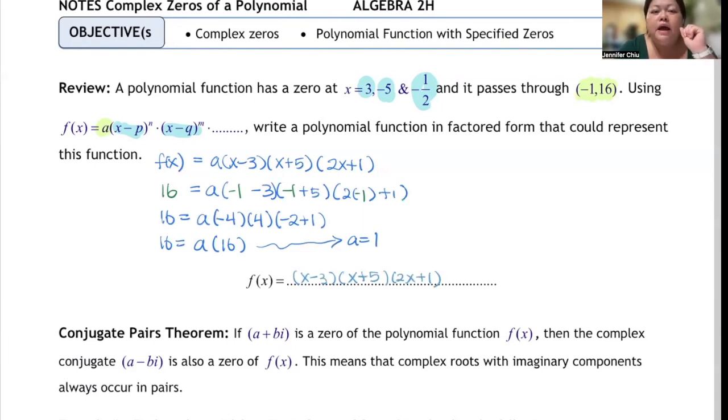Now, you have to make sure you read the direction. It does say that we want this in factored form. So if it's in factor form, your job is done. You don't need to multiply this whole thing out. If it wants it in standard form, make sure you do multiply it out so that you get your highest power all the way down to the lowest power.